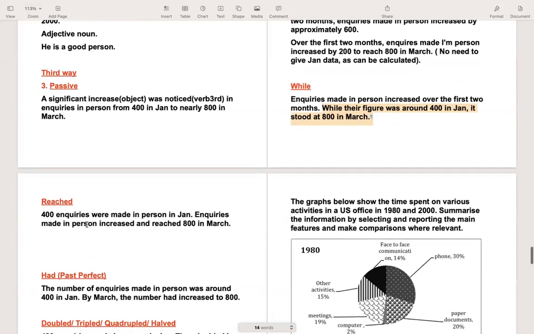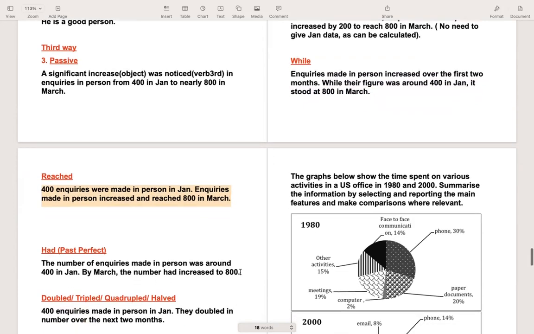Then students also use reached. 400 inquiries were made in person in January. Inquiries made in person increased and reached 800 in March. So that's another way to do it. How many made 400? Then they increased and they reached 800 in March. So that's another way to do it.